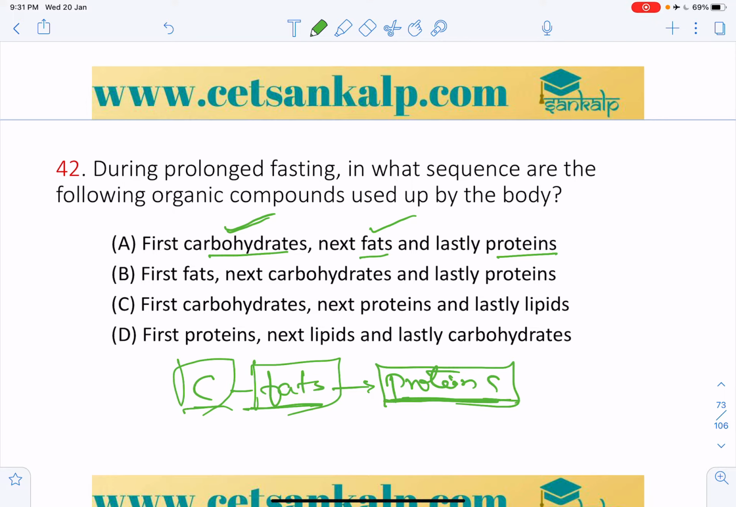So here carbohydrate is digested first, next fat, and then lastly protein. So the answer for that is A, right?